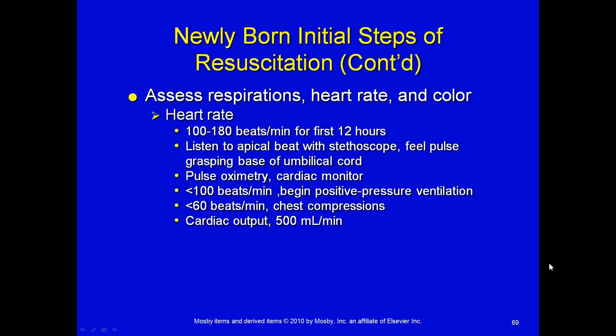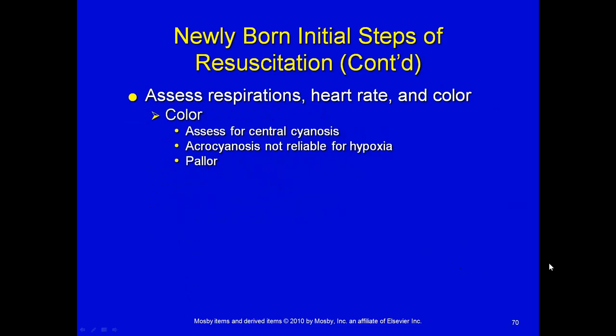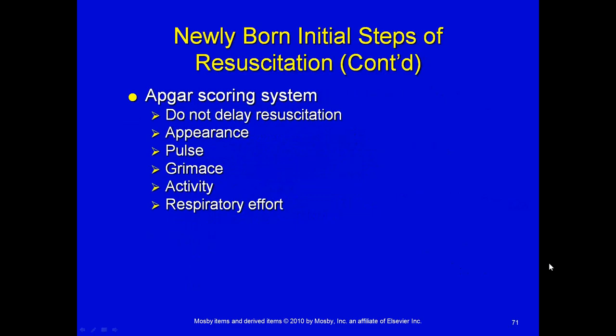And consider, if we can't get the blood pressure up with what we're doing, further resuscitation measures. Their cardiac output should be, as a newborn, somewhere around 500 mils a minute. Assess for central cyanosis. Acrocyanosis refers to cyanosis of the arms and legs, so acrocyanosis is not a reliable sign for hypoxia. Look for pallor. That certainly is, as would be a rash.